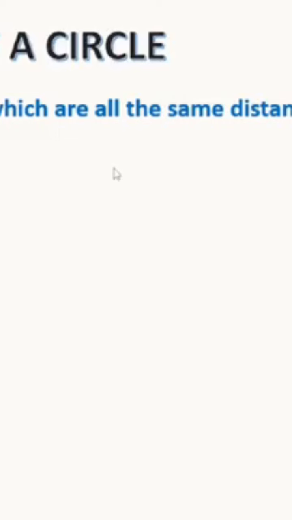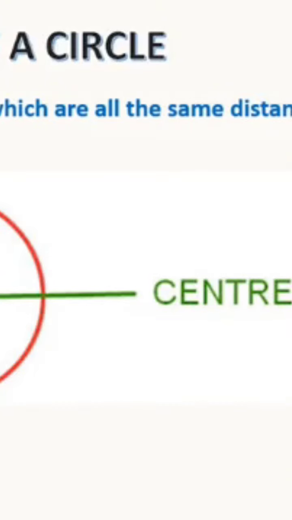We are going to define what a circle is. A circle is defined as a set of points which are all the same distance from a given fixed point. These points have the same distance from the fixed point, and that fixed point is the center of the circle. So let's look at the diagram here. We have this center of the circle, and this is called the center of the circle. So this is what a circle is.